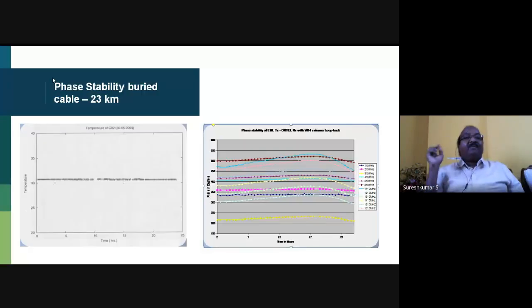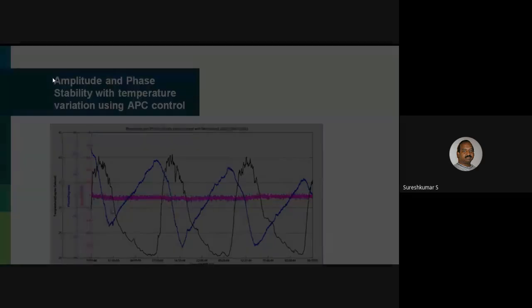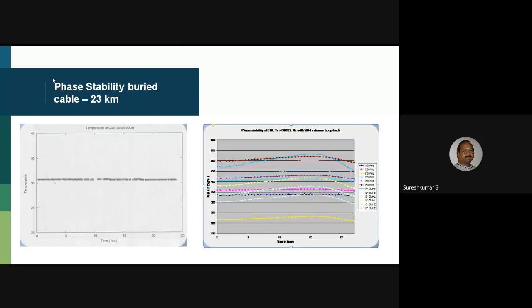Now going to the next graph, when you bury the fiber underground at a depth of 1 meter, the fiber cable sees less than 0.2 degrees Celsius variation over 24 hours. That is good news for a buried cable. So we try to use a buried cable for interconnecting the remote antenna to the central electronics building. The right side curve shows a gradual phase variation with frequency over a 22 kilometer loopback, so it is over a 22 kilometer fiber distance link. The phase variation is very gradual and doesn't vary as you have seen in the earlier curve, because the phase variation is taken care of by burying the cable underground.